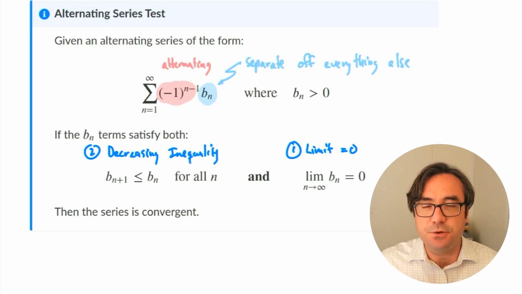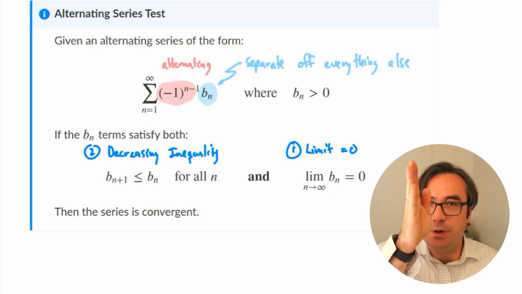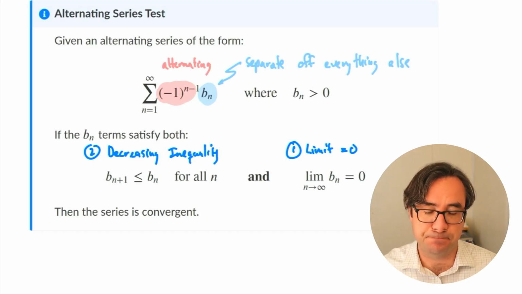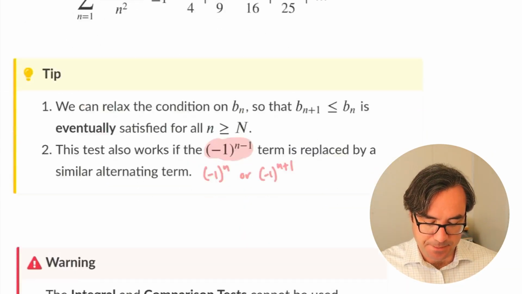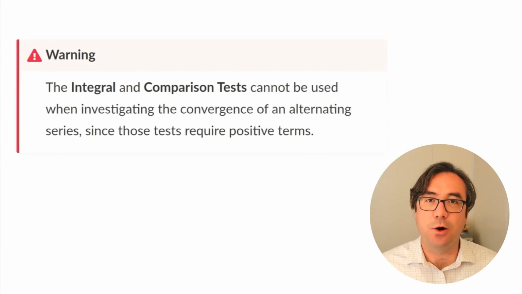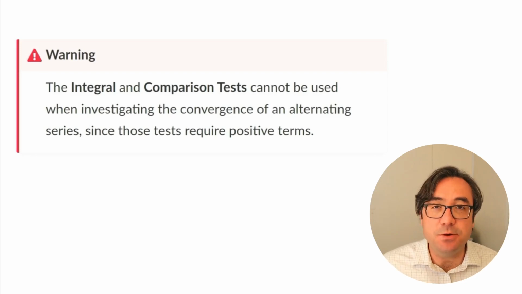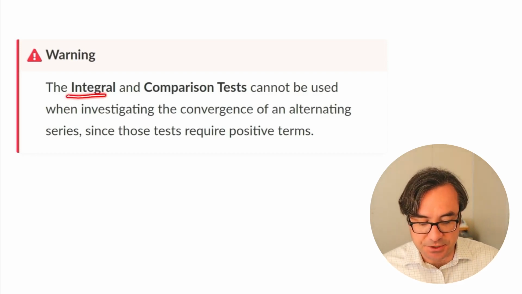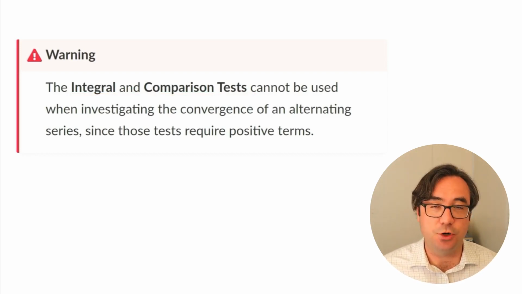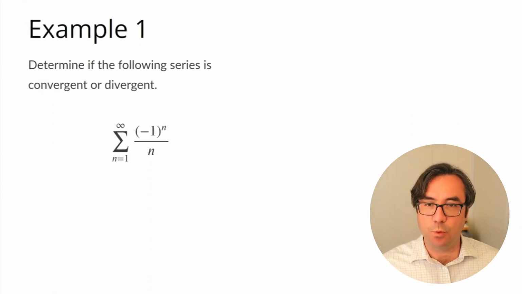It's okay if there are a few terms at the beginning where we increase, as long as we hit a point where, from then on, our terms do decrease. Okay. And again, just a warning here. The comparison tests and the integral tests can't be used for alternating series, because for these three tests that we've looked at, all the terms had to be positive. Couldn't have negatives.